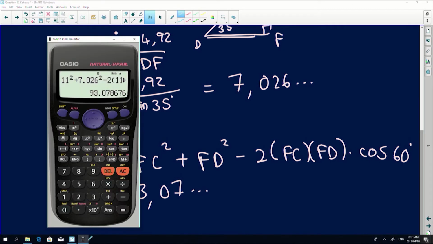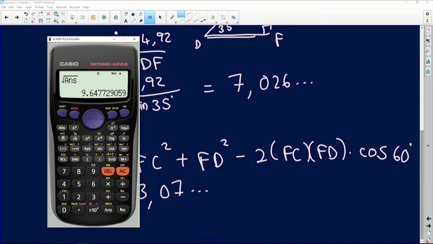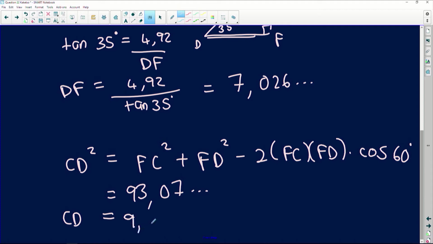Get my calculator out again. Square root that answer, and we get 9,65. And that's that distance there.